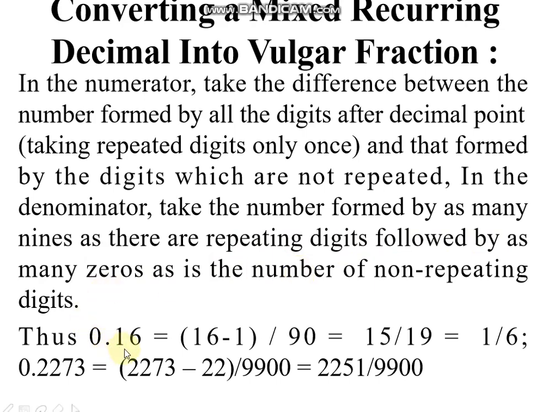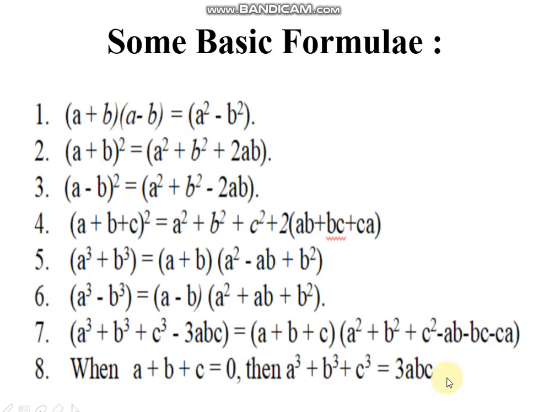Here 0.16, so simply 16 minus 1 divided by 90. So that is 15 by 90, which is 1 by 6. Here 0.2273, here 22 is not repeated, so 2273 minus 22, divided by 9900. Okay, so the repeated digits you have to consider.